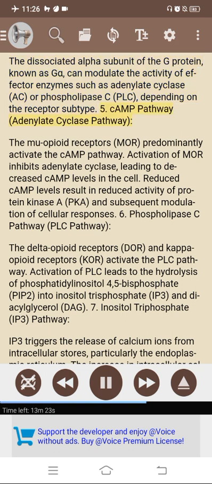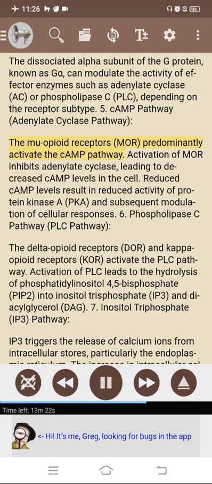5. cAMP pathway, adenylate cyclase pathway. The mu opioid receptors (MOR) predominantly activate the cAMP pathway. Activation of MOR inhibits adenylate cyclase, leading to decreased cAMP levels in the cell. Reduced cAMP levels result in reduced activity of protein kinase A (PKA) and subsequent modulation of cellular responses. 6. Phospholipase C pathway, PLC pathway.